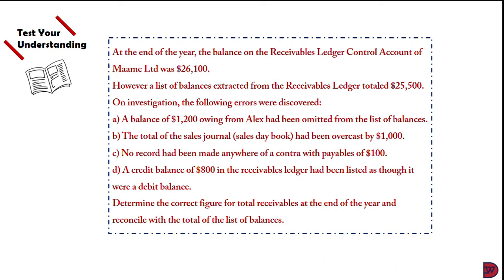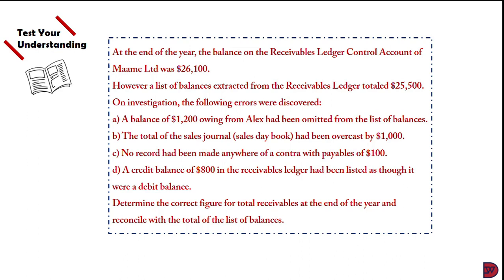A balance of $1,200 owing from Alex had been omitted from the list of balances. The total of the sales journal, that is the sales day book, had been overcast by $1,000. The sales journal is purposely used to make entries into the control account. So it means that the list of individual ledgers were not affected. No record had been made anywhere of a contra with payables of $100. Now, a credit balance of $800 in the receivables ledger had been listed as though it was a debit balance.